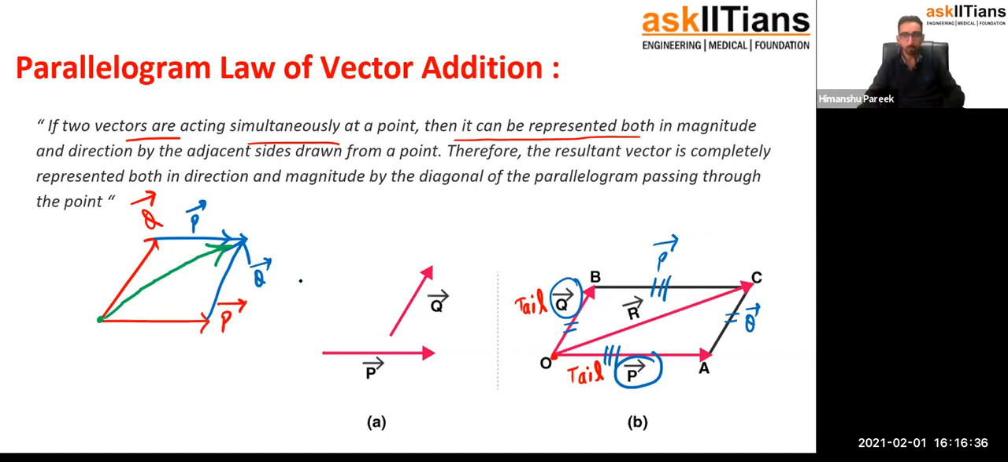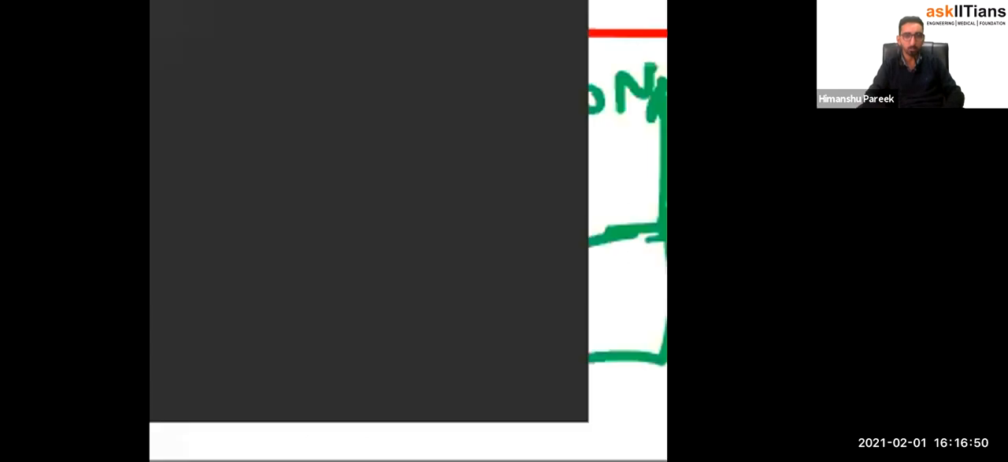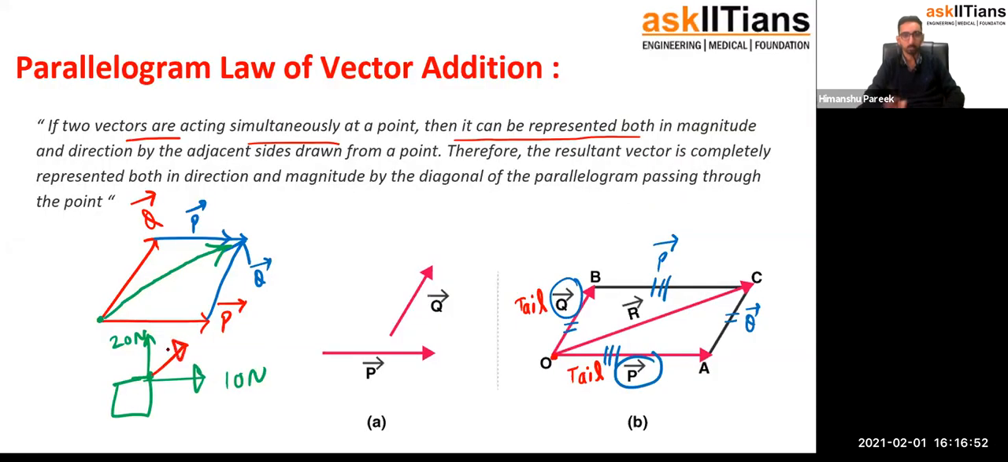So suppose you have a box, one force is acting 10 Newton this way, another force is acting 20 Newton this way. So basically what you can say, where will be the resultant? Resultant would be this way. The net force, the total force would be in this direction, like this. Got my point? Okay. So that's the meaning of parallelogram law of vector addition.